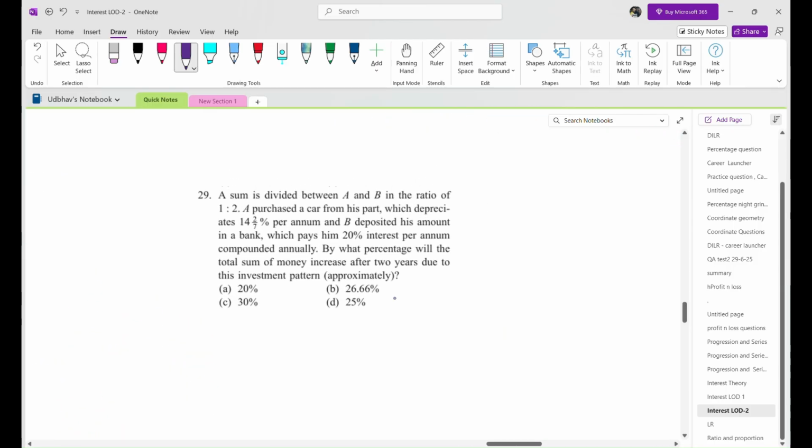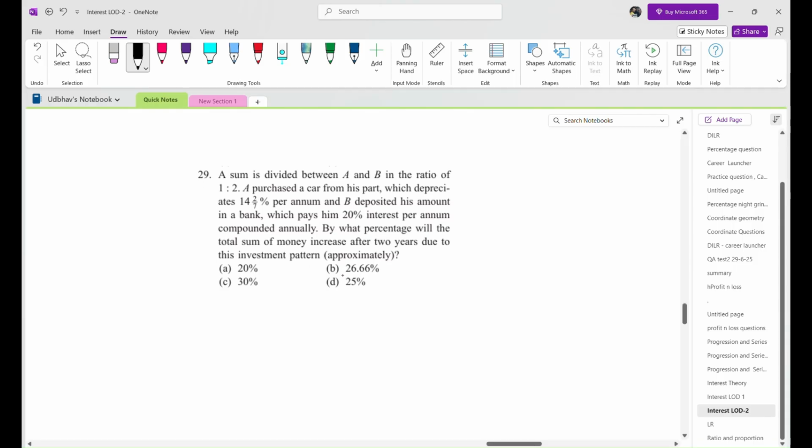Question number 29. A sum is divided between A and B in the ratio 1:2. A purchased a car from his part which depreciates at this percent per annum. B deposited his amount in the bank which pays him 20% interest per annum compounded annually. By what percentage will the total sum of money increase after 2 years due to this investment pattern?